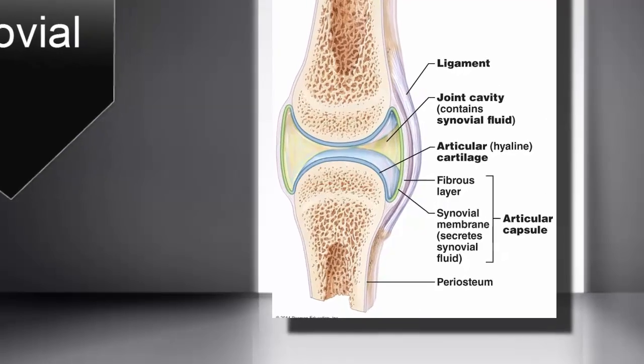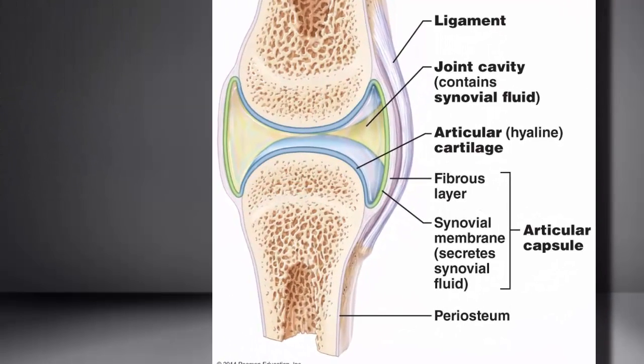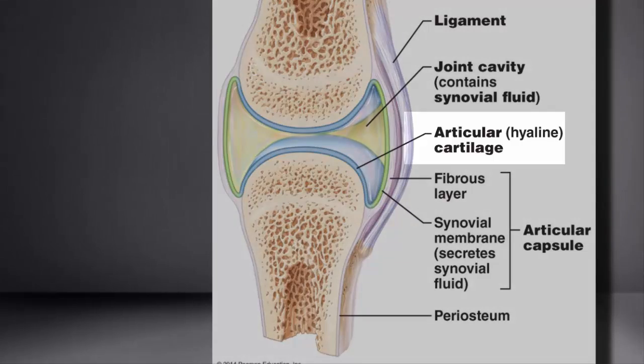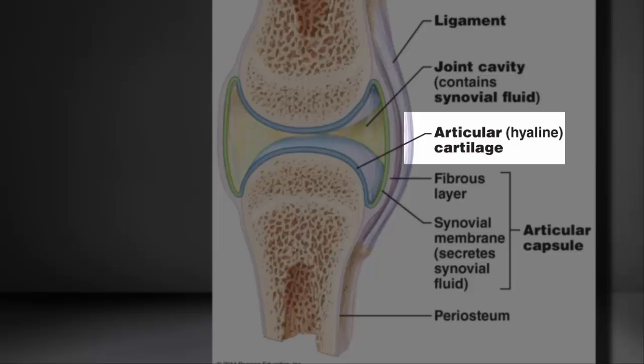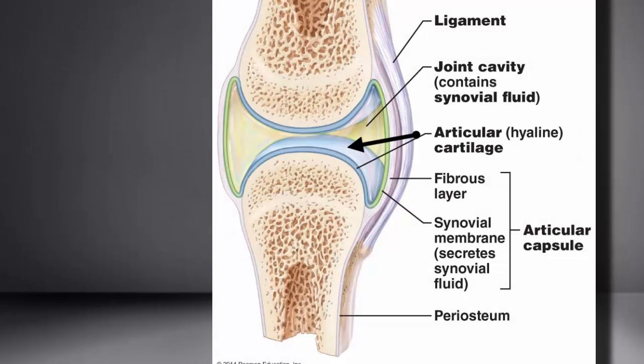Synovial joints are the most common joints in the body, and there are structures common to all of them. Let's take a look at those structures more closely and discuss their functions. Synovial joints are composed of two bone surfaces covered in hyaline cartilage. The cartilage functions to absorb compressive forces, but also provides a smooth, lubricated surface for smooth motion. This cartilage is known as articular cartilage.